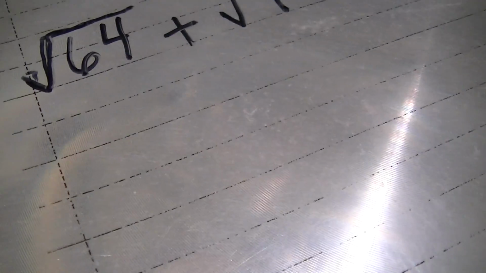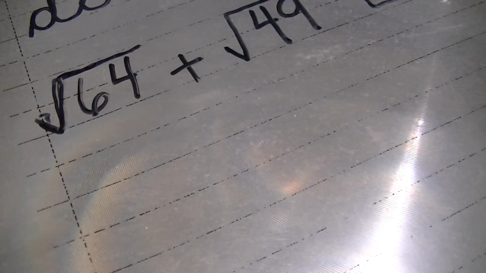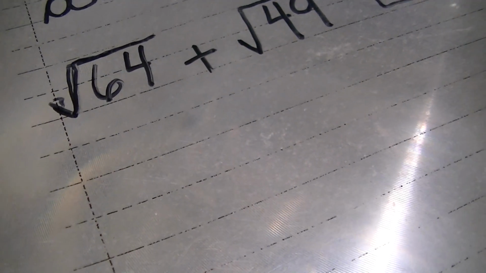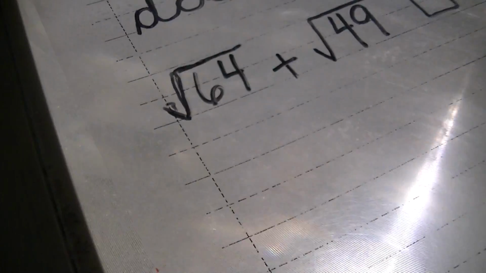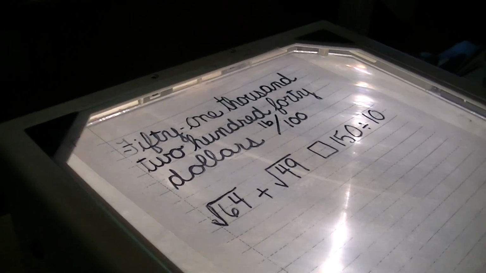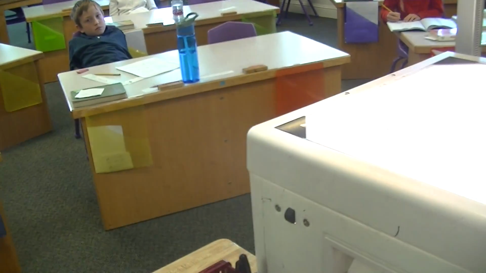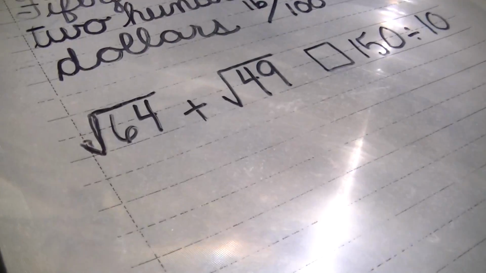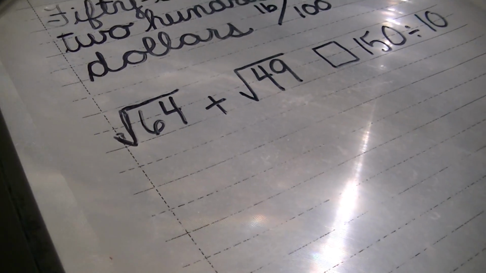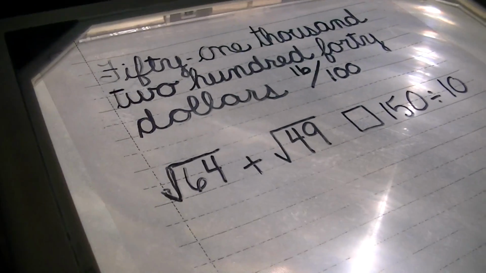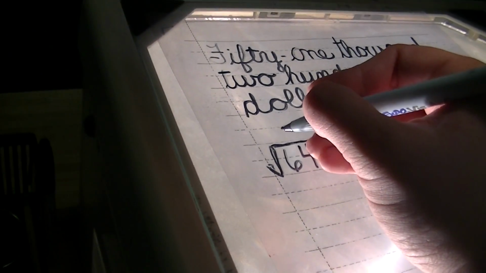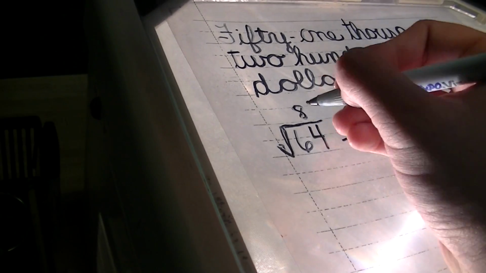And you can think in your head. 1 times 1, 2 times 2, 3 times 3, 4 times 4, 5 times 5, 6 times 6, 7 times 7, 8 times 8, 9 times 9, 10 times 10. What number multiplied by itself makes 64? 8 times 8. So we only need to put it once. We're going to put 8 up here at the top so we remember.